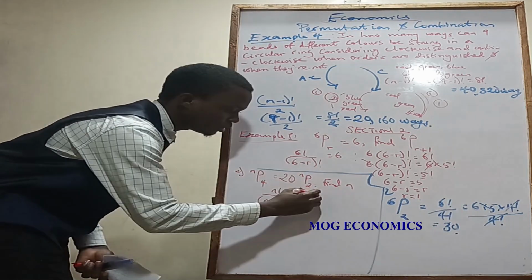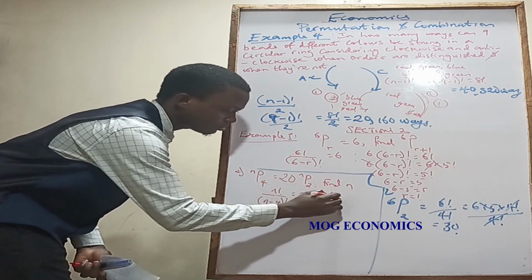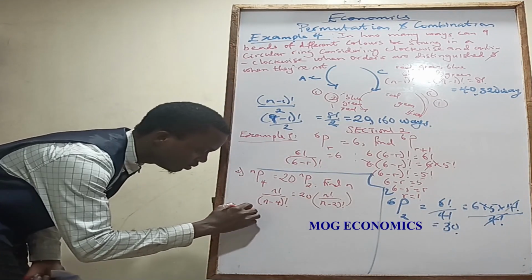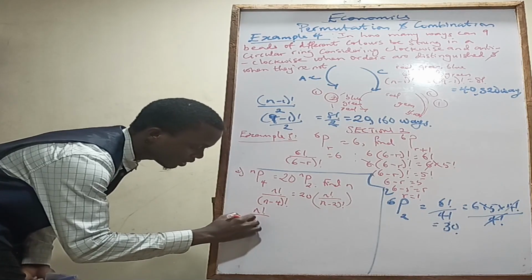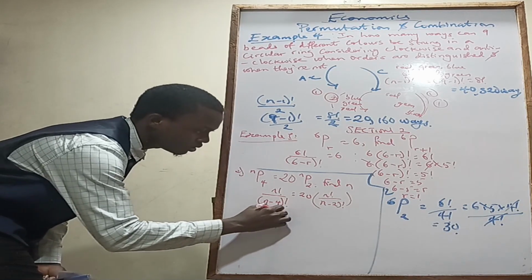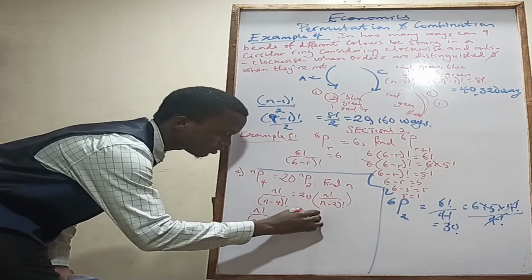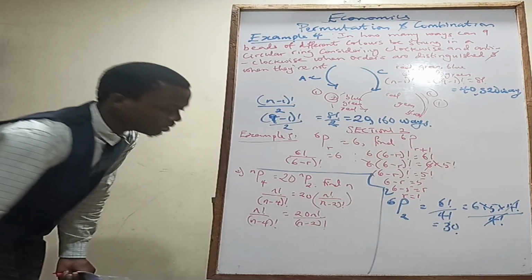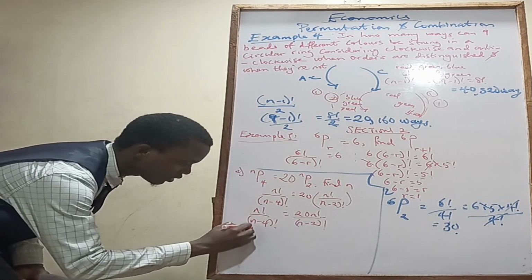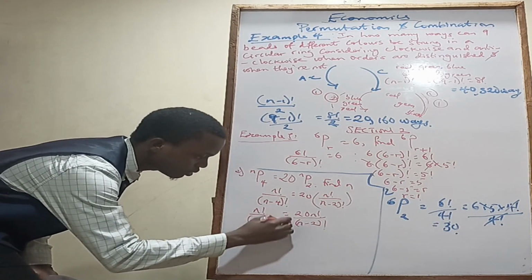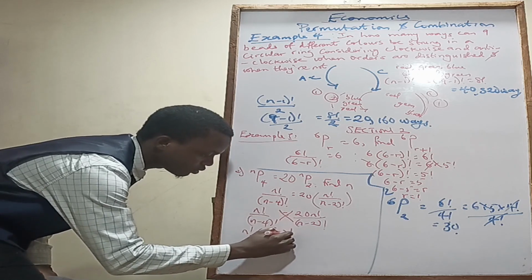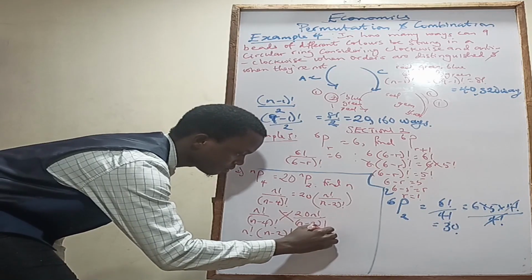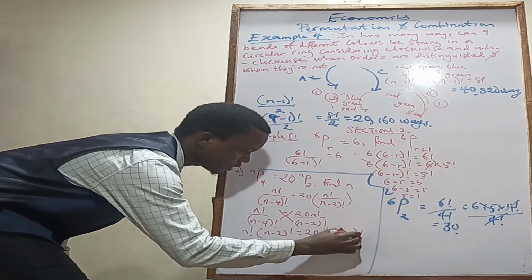Then this is going to be into bracket n factorial over n minus 2 factorial. So literally you have n factorial over n minus 4 factorial equals 20 times n factorial divided by n minus 2 factorial. So you cross multiply: n factorial times n minus 2 factorial equals 20 times n factorial times n minus 4 factorial.